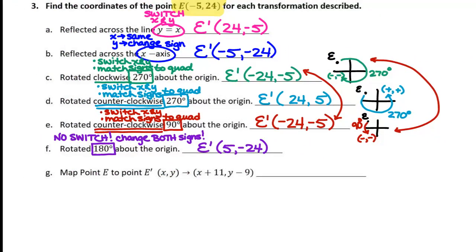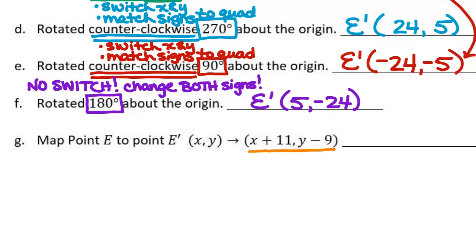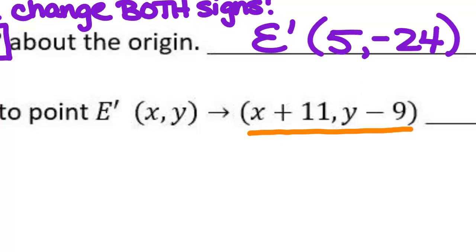Right. And then that just leaves us with this last one here, part G. It says to map point E to point E prime. And then it has this notation here. What is that trying to tell me to do? Yes, we're going to translate. So to the x, we're going to add 11, and to the y, we're going to subtract 9. You're absolutely right. We're going to translate.